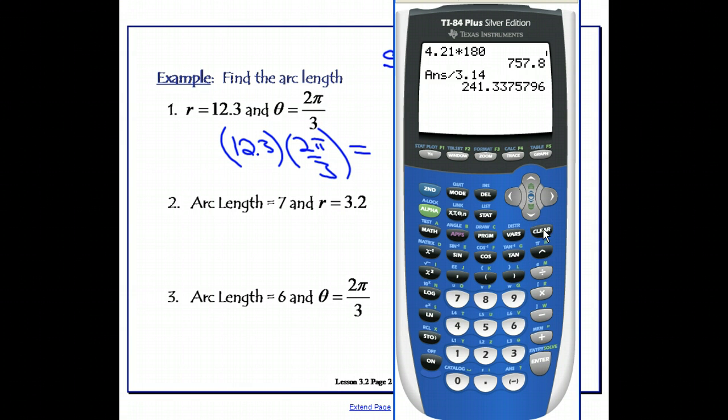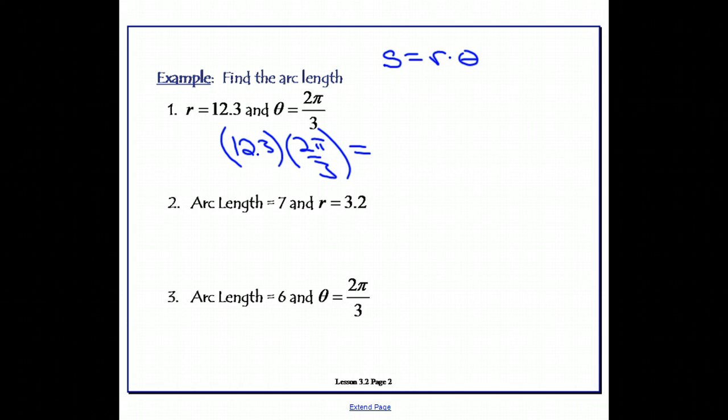Clear that picture off. And let's go 12.3 times 2 pi thirds. Looks good. And we'll get an arc length of, let's round that, 25.76. So 25.76, and we rounded it. And the units, whatever the units were, say the radius was in meters, then your arc length would be in meters.